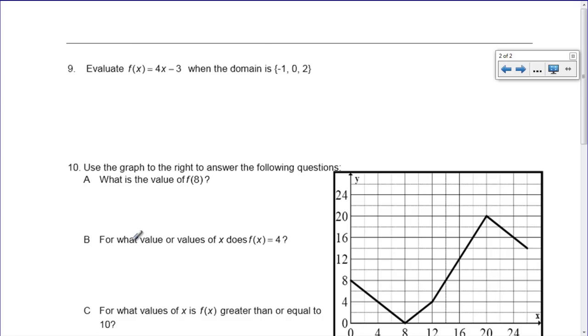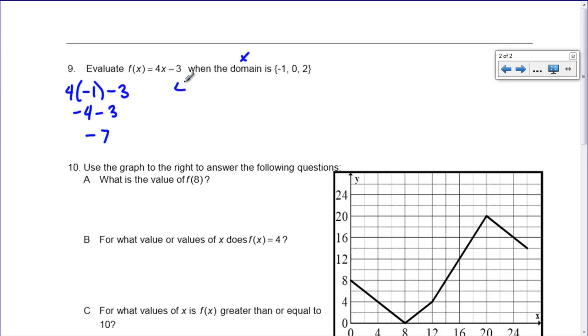So number 9 here is about evaluating. They want us to evaluate f of x, which remember is the same thing as y, when it equals 4x minus 3 whenever the domain is -1, 0, and 2. If you'll remember, domain is the x value, so they're saying x is these 3 numbers. So I'm going to take this equation and 3 different times plug in these values for x. The first time I'm going to plug in -1, so 4 times -1 minus 3. 4 times -1 is -4, minus 3 is -7. There's the first answer.